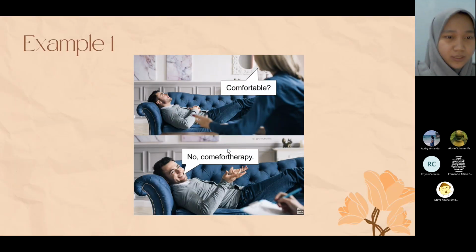Yeah, so this is the first example. As you can see on the screen, the locutionary one is when the therapist says "comfortable," and the illocutionary is the girl asking if the man is comfortable or not, and the perlocutionary is "no comfort therapy," which is the hearer's reaction. Next slide, please.